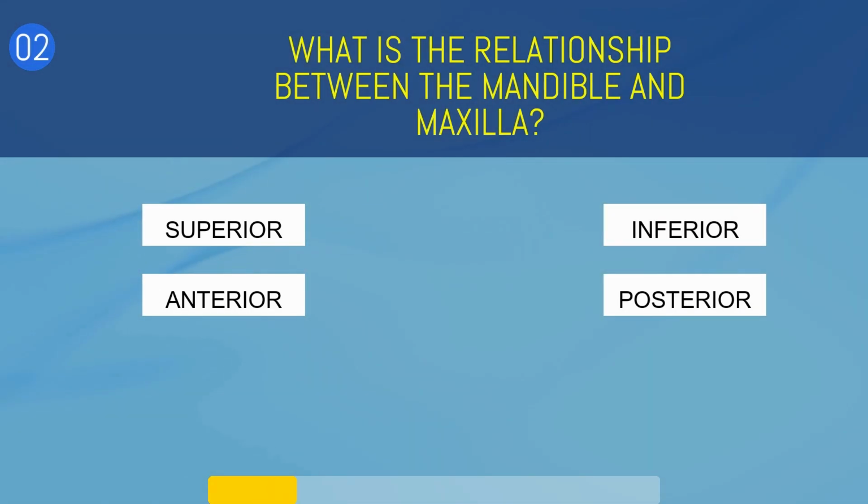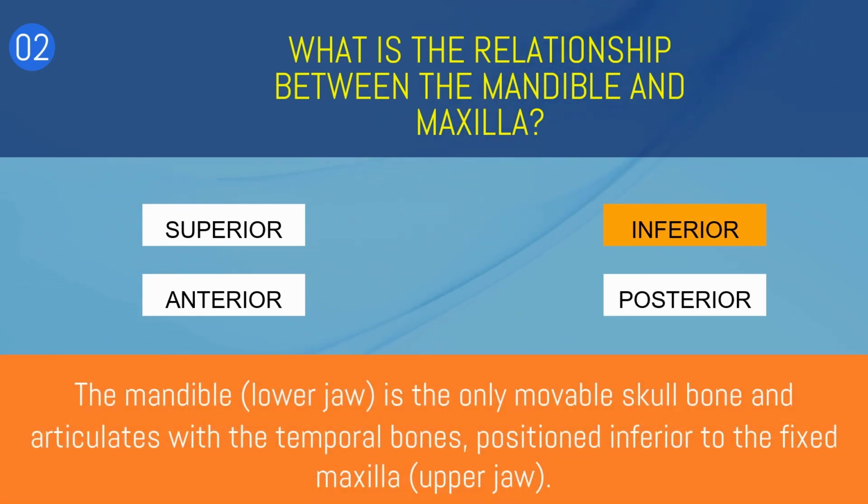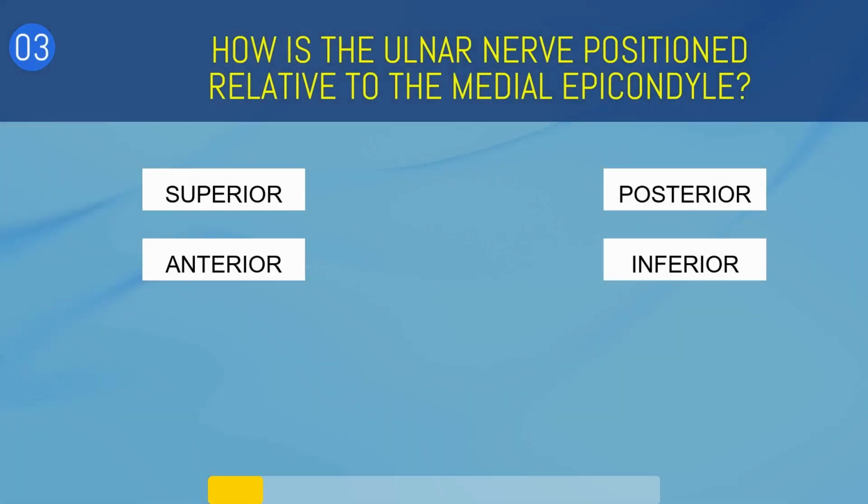What is the relationship between the mandible and maxilla? Superior, anterior, inferior, or posterior? Inferior. The mandible is the only movable skull bone and articulates with the temporal bones, positioned inferior to the fixed maxilla.